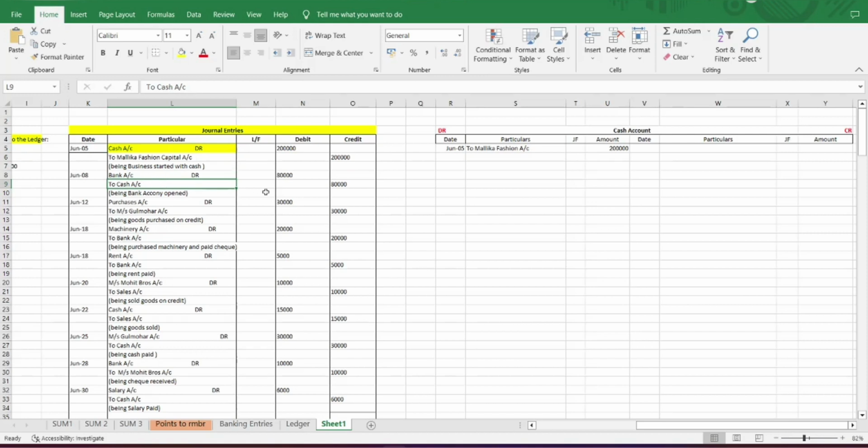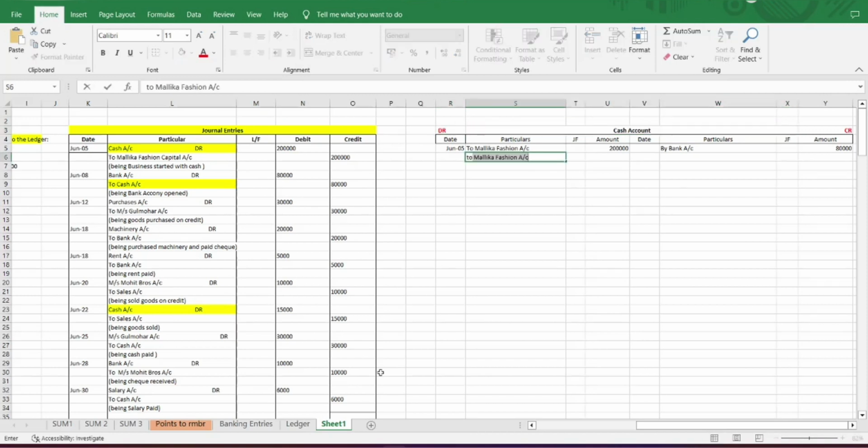Here we have another cash account entry. Here the cash account is credited. We always know that a credit entry starts with "by", by bank account for rupees 80,000. Here again cash is debited, cash account debit to sales account, dated June 22, for rupees 15,000.